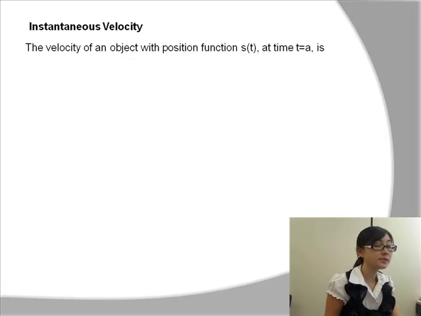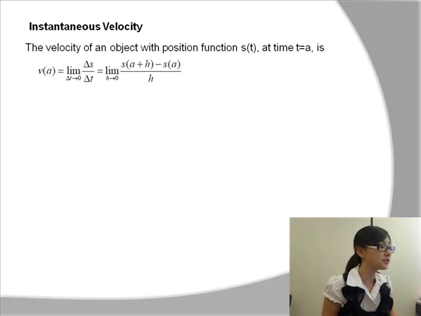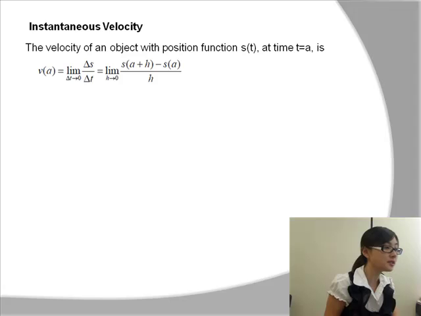The instantaneous velocity is the velocity of an object with position function s of t at time t equals a. The instantaneous velocity equals the limit as delta t approaches 0 of delta s over delta t, which is the same thing as the limit as h approaches 0 of s of a plus h minus s of a over h.